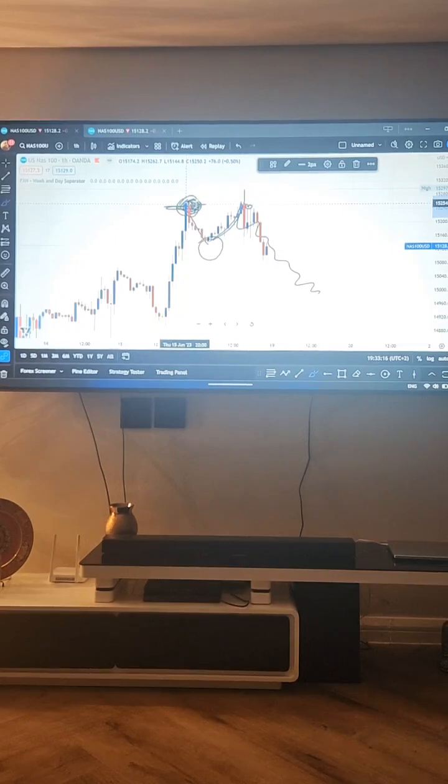You understand? They need some kind of petrol. They need some kind of energy. They need to gather this energy somewhere in the market in order to push price lower. They need a fuel to push price lower. Where do they get this fuel? They get it from these guys over here. That's where they get their fuel from.